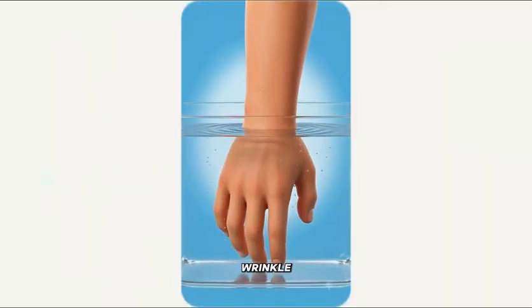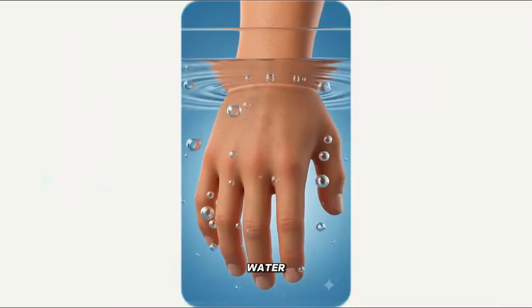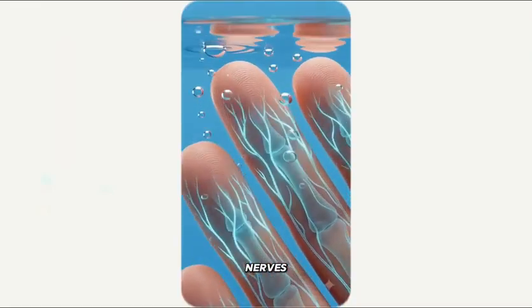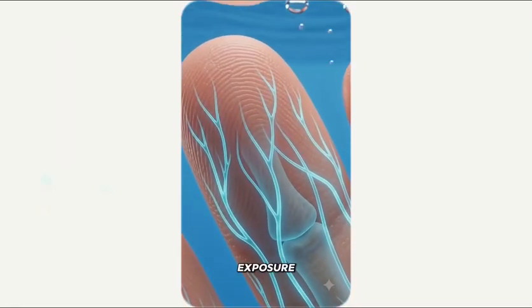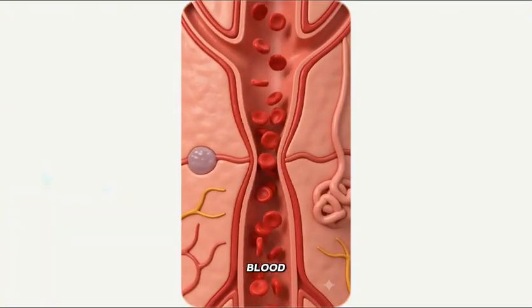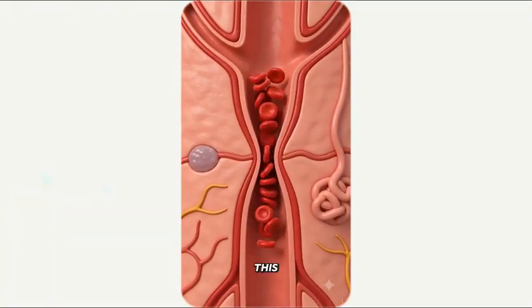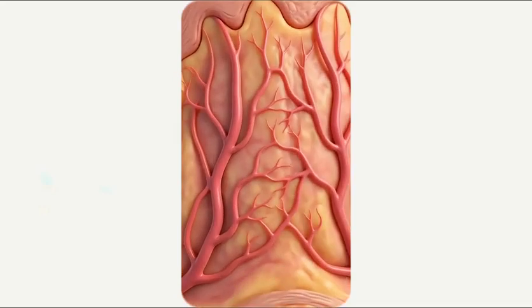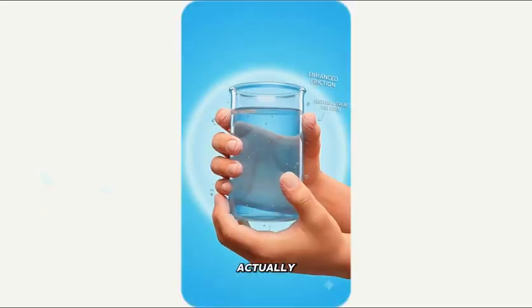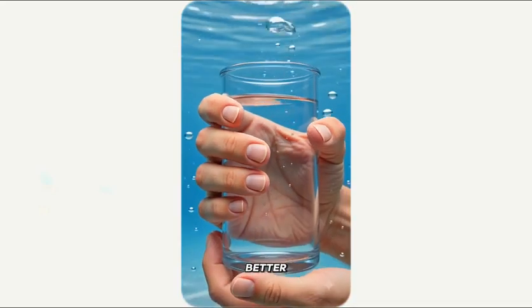Your fingers don't wrinkle because they absorb water. Instead, nerves inside your skin detect long exposure to water and trigger blood vessels to tighten. This pulls the skin inward, creating wrinkles that may actually help you grip slippery objects better underwater.